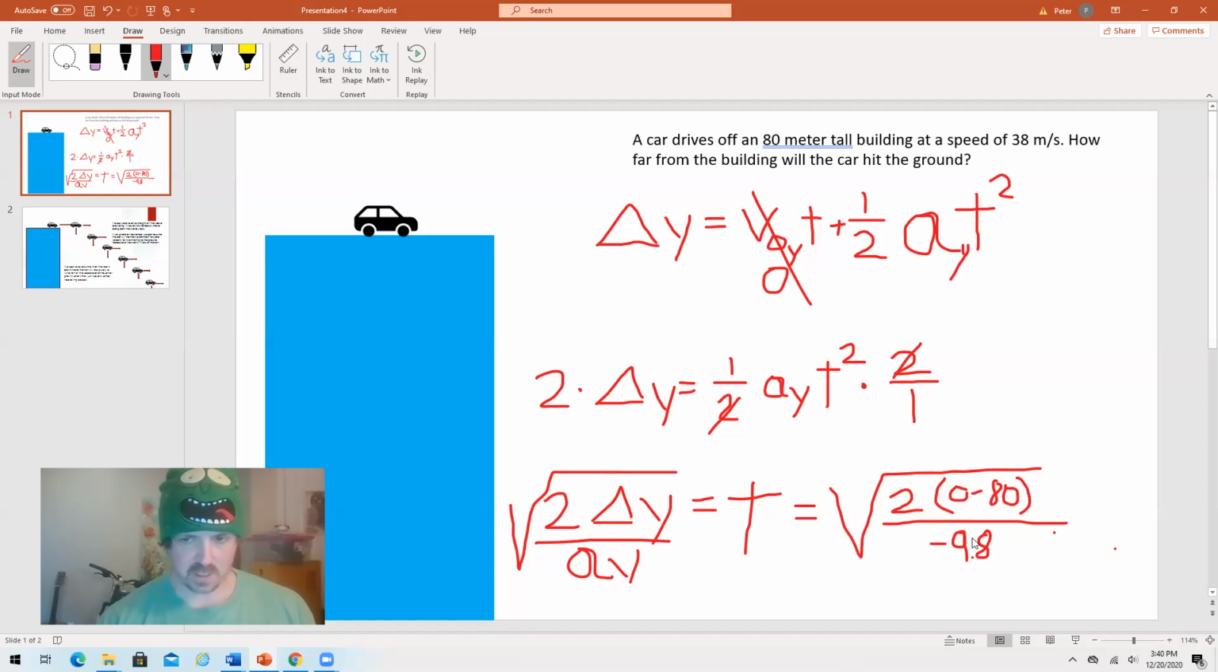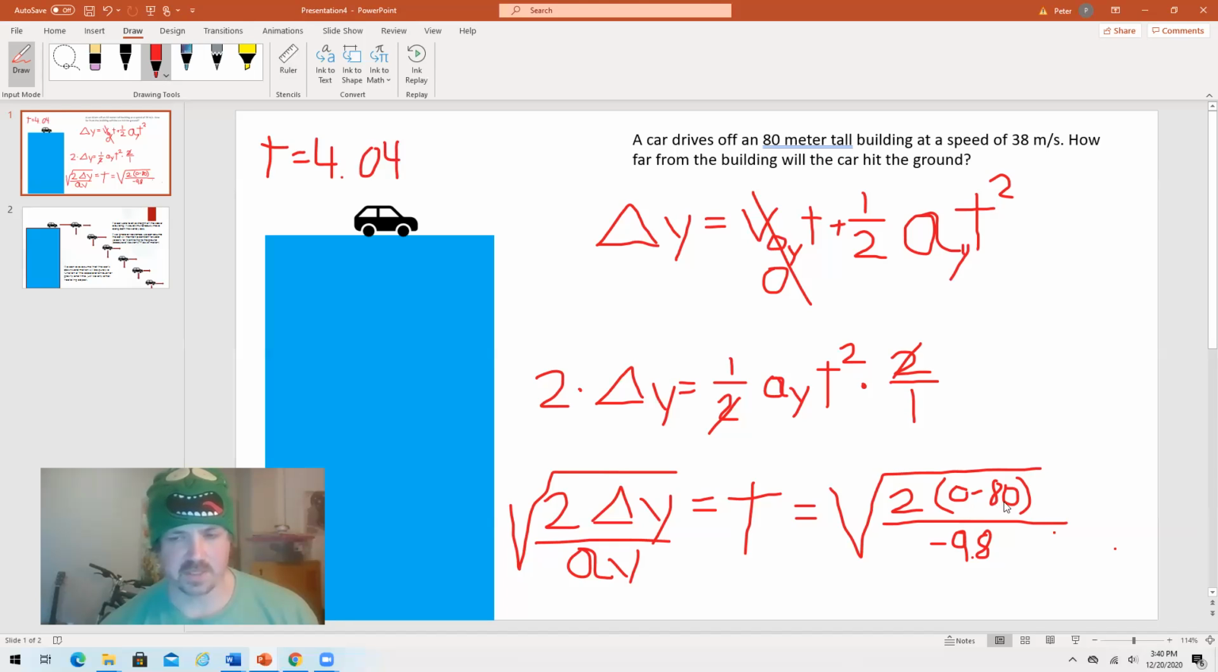So 2 times negative 80, okay, is negative 160, right, divided by negative 9.8, right, gives us positive 16.3265, okay, and then if I take the square root of that, I get about 4 seconds, right? 4.04, so we'll just try to be a little bit more precise here. And time equals 4.04 seconds, right?